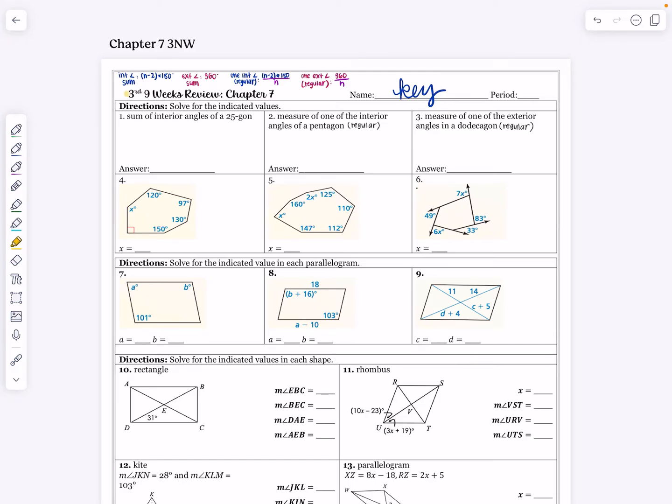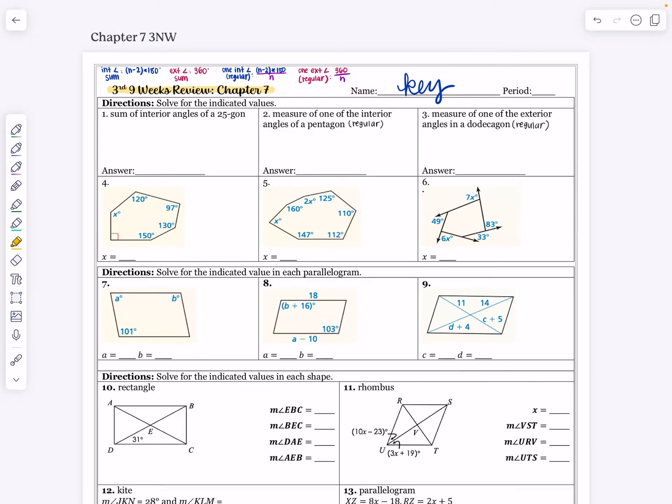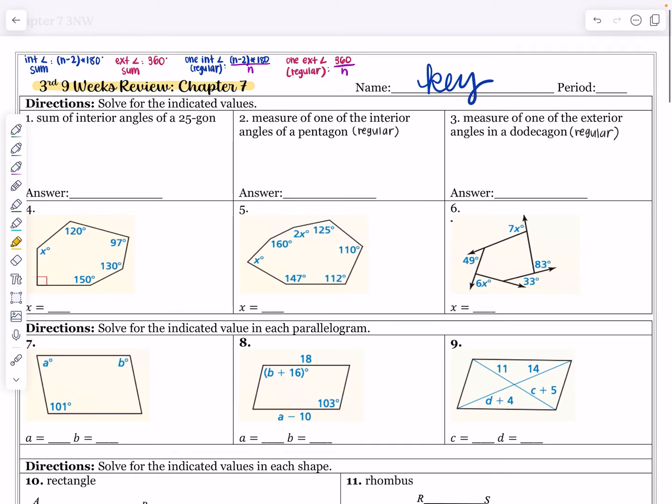Hello everyone, and welcome to our third 9 weeks review of Chapter 7. Remember that Chapter 7 is our polygons chapter, and we had all of those polygon angle sum formulas that we needed to know. So the first set of directions says, solve for the indicated values.